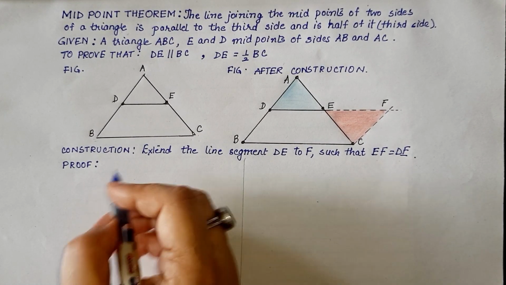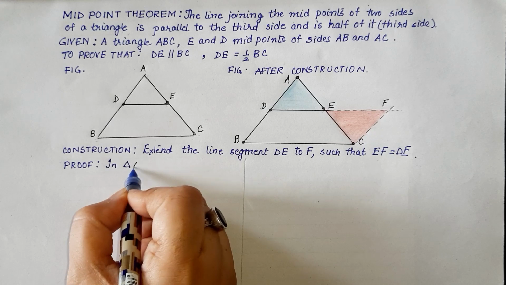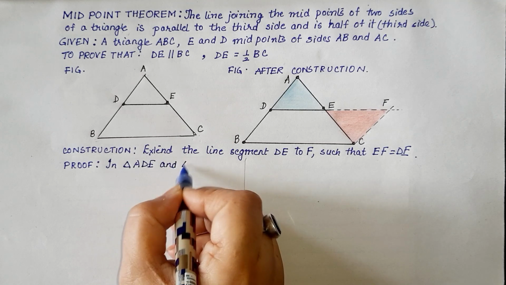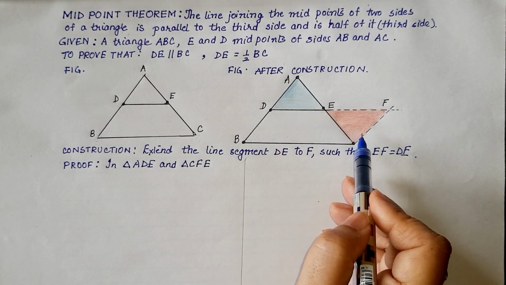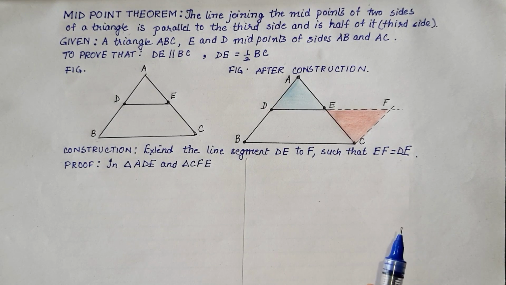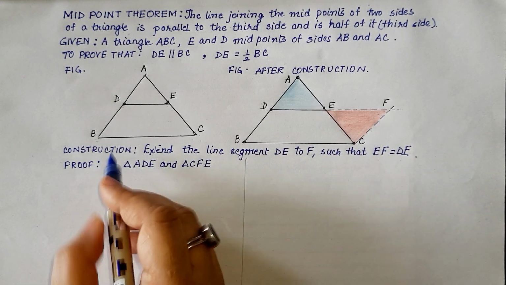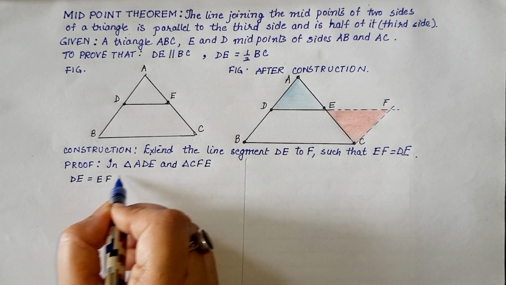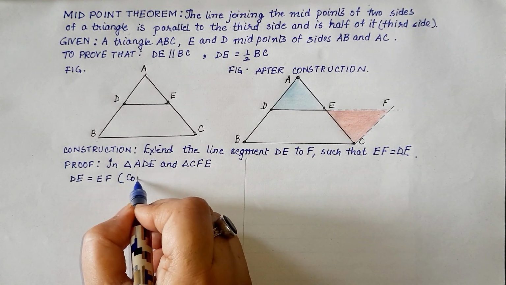For proving, let us consider the triangles in triangle A, D, E and triangle C, F, E. We can see both the triangles very clearly. One is blue, another one is red. So what we will find here is, we already know that DE is equal to EF. So we say that DE is equal to EF. And why are they equal? They are equal by the construction. This is by construction.